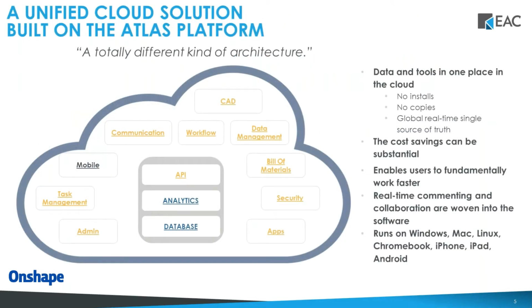Onshape is a unified cloud solution. It's built on the PTC Atlas platform, and it's a totally different kind of architecture. The data and the tools are all in the cloud. There's nothing to install and there's no hardware. Because of that, your IT costs can be substantially lower.